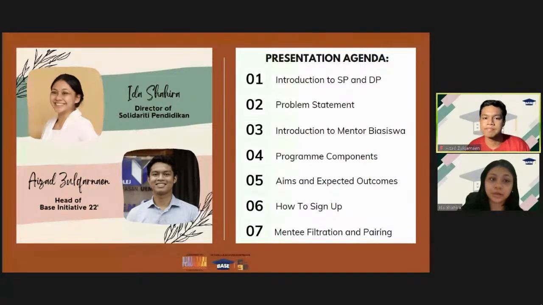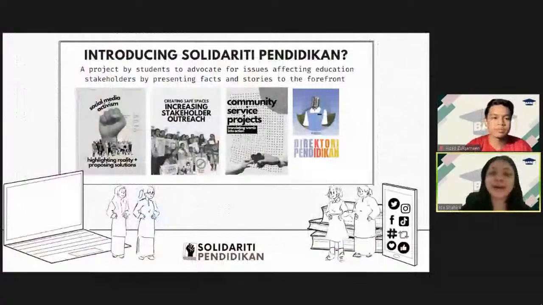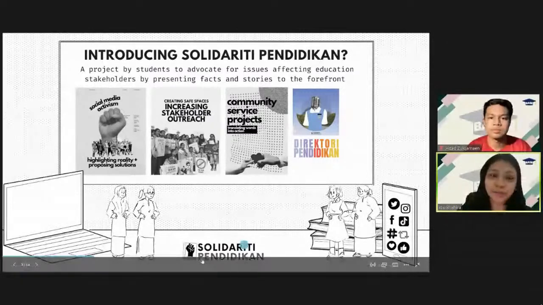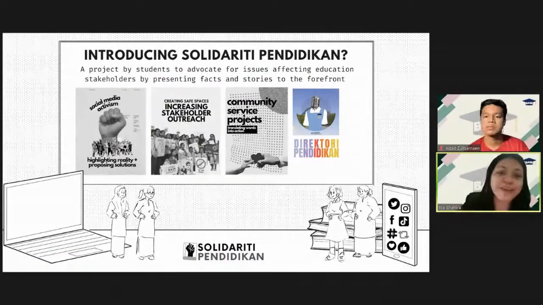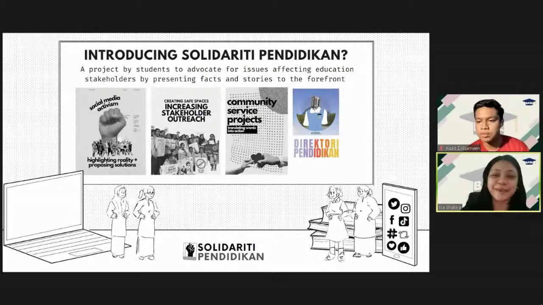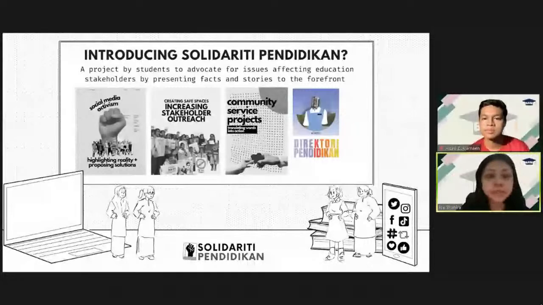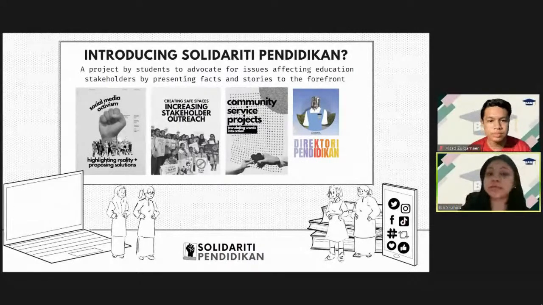All right, so before we get into elaborating on the project, I'll be taking this chance to introduce Solidarity Pendidikan, which I believe we ideated in the beginning of January. Solidarity Pendidikan is a student-led project that aims to advocate on issues that affect stakeholders' well-being by presenting facts and stories to the forefront. Apologies for the background noise. We're primarily focusing on social media activism to highlight the reality and propose solutions. And we're constantly working towards creating a safe space for our targeted stakeholders by increasing stakeholder outreach.